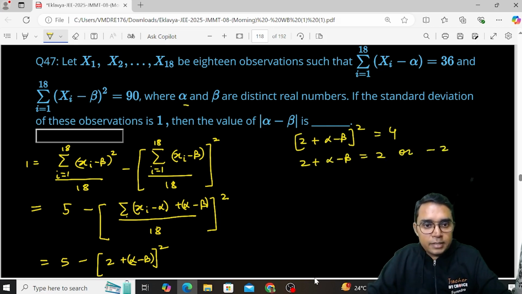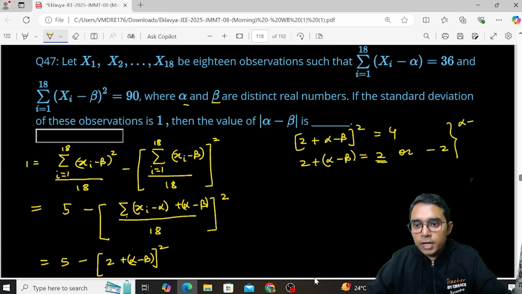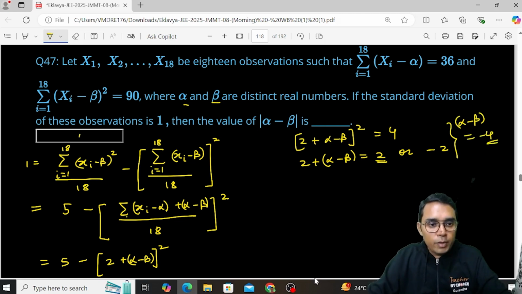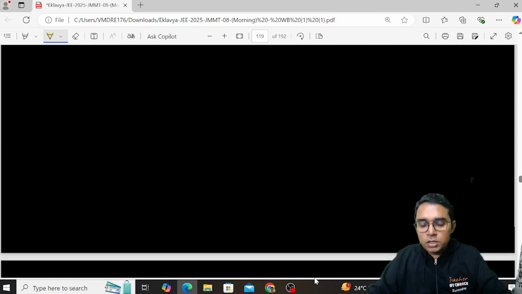Because alpha and beta are distinct real numbers, we cannot take this to be equal to 2, otherwise alpha will become equal to beta. So from here we are getting alpha minus beta to be equal to minus 4. So mod of this will be equal to 4. So this is how this question is solved. Now coming to question number 48.